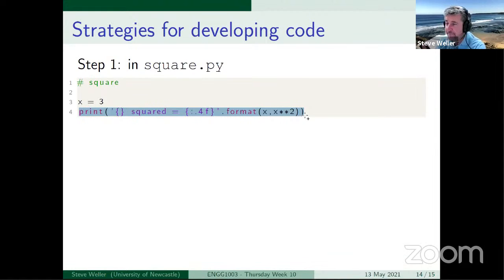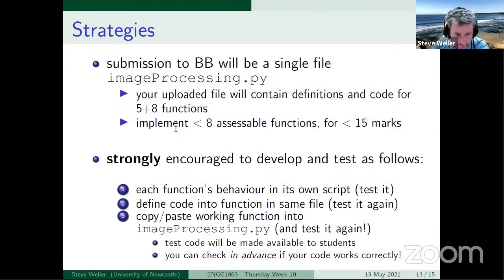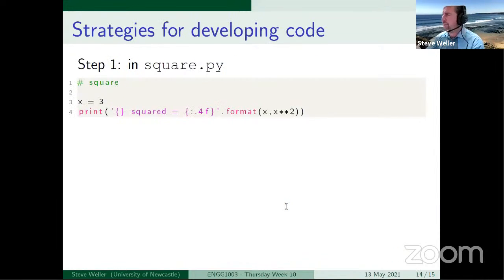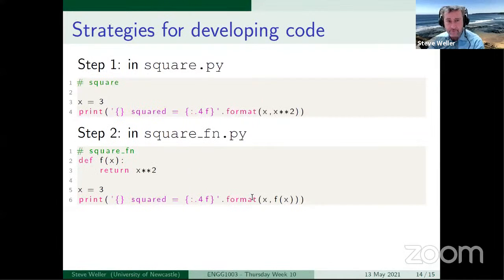So then we can do our test and development in a file called square.py. Once our code works, what step 2 says is define the code into a function in the same file, meaning the function appears in the same file. So step 2, what I mean is create yourself a new file, squarefunction.py, and this time we implement our function f of x as an explicit defined Python function.